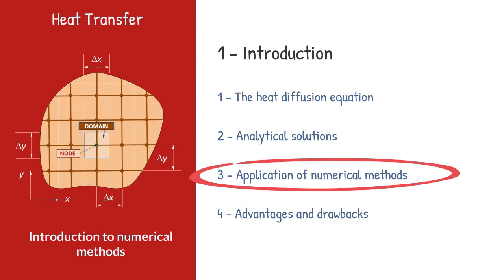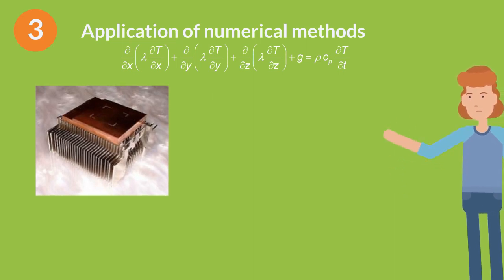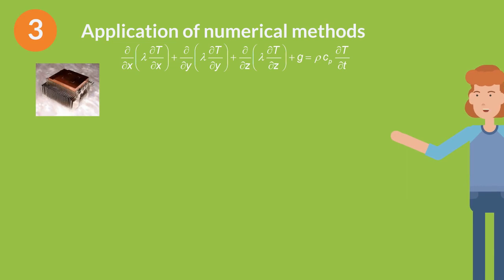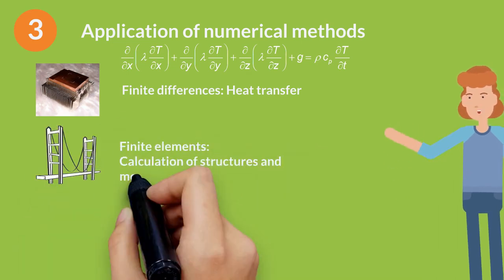Application of numerical methods. For solving multidimensional cases with non-symmetrical boundary conditions, real solids, and the evolution of temperatures over time, analytical solutions cannot be found. We can look for numerical methods to solve differential equations numerically. Although the different numerical methods have a common base, there are some differences. These differences make them better suited for solving different types of problems. In heat transfer, the finite difference method is used, although not exclusively.